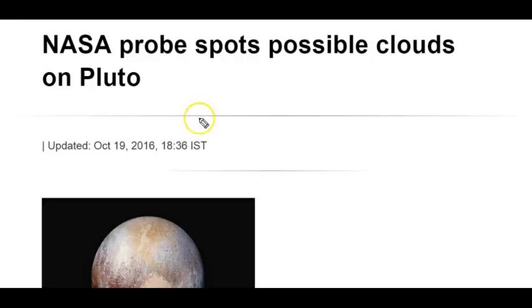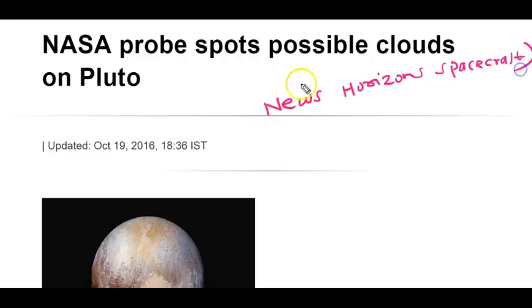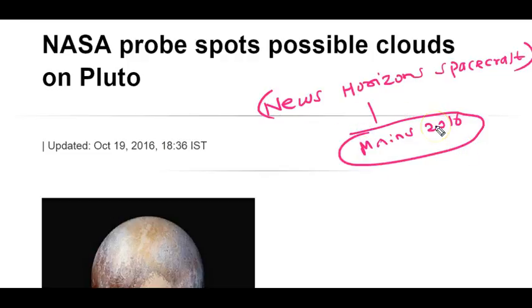Another important topic that came in the news, and the article is published in the Times of India newspaper, is the New Horizons spacecraft and its important discoveries. This topic is important for the mains 2016. Prepare thoroughly on this topic within 100 to 150 words, especially with respect to its achievements and important findings.